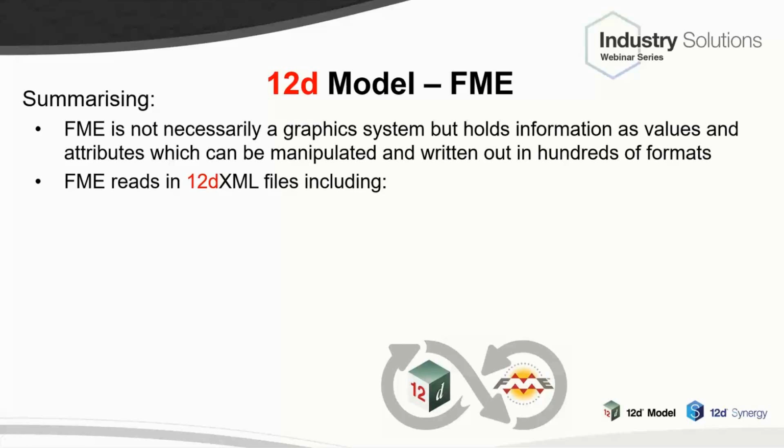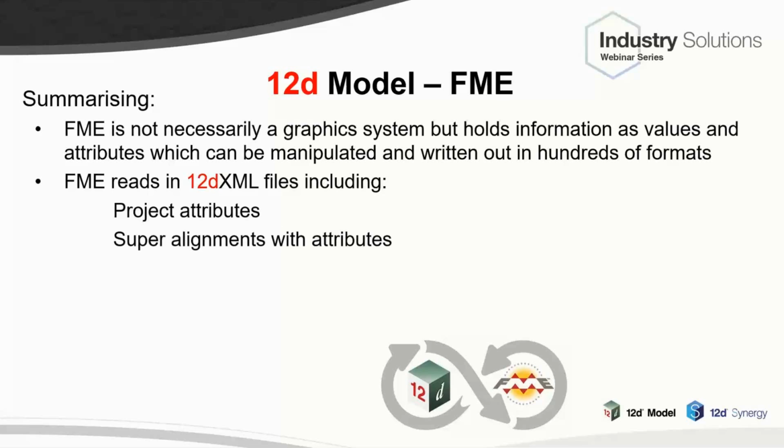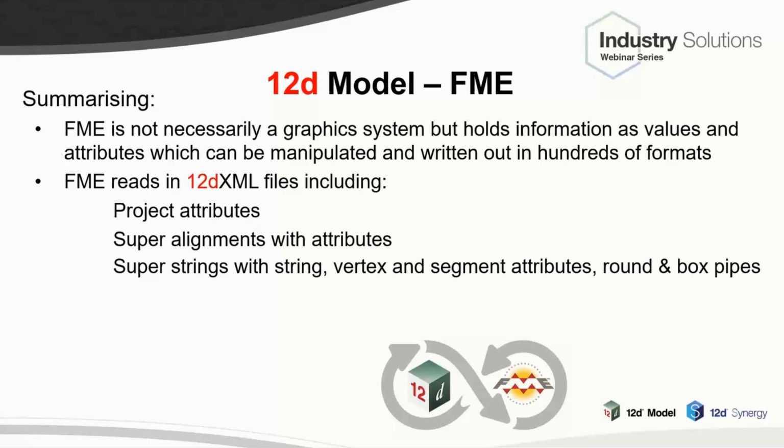And FME reads in 12D XML files, and that includes project attributes, super alignments with attributes, and that's including all the segment and vertex information. So you know, say everything about a transition. It also reads in superstrings, and in that case, you've got your string information. You then can have your vertex string attributes as well, your vertex attributes and your segment attributes, plus the information if it's a round pipe or whether it's got a width or a height, and if there's any thicknesses on all of those. All that information goes across so you can pass it on to another system.